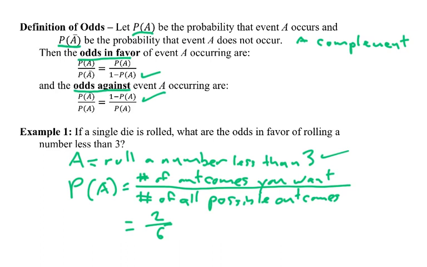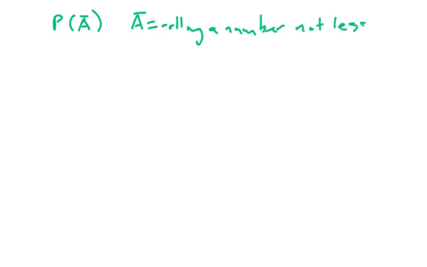Now, to calculate odds in favor, we're also going to have to calculate the probability of the complement of the event. Let's talk about that. Probability of A complement. Now, very simply stated, if the event A is rolling a number less than 3, A complement is rolling a number not less than 3. I'll say that all carefully here. So what would that probability be?